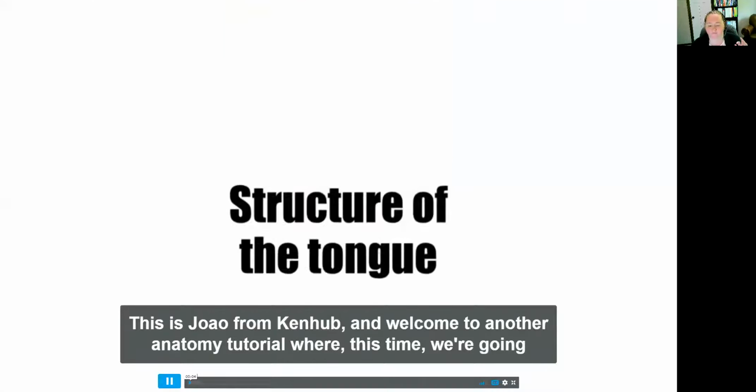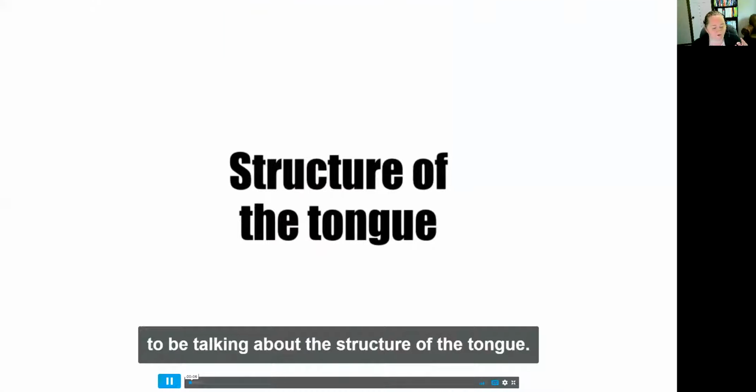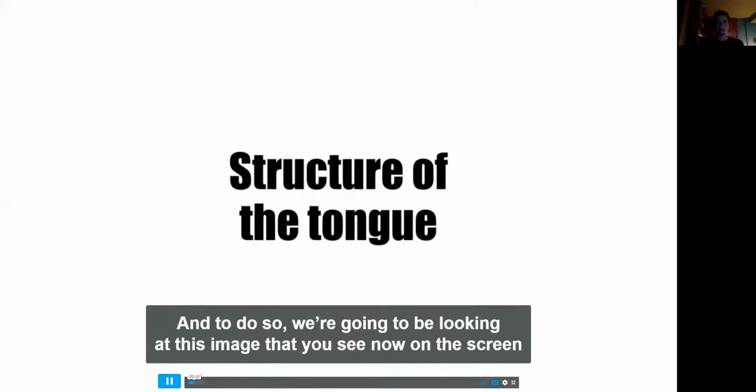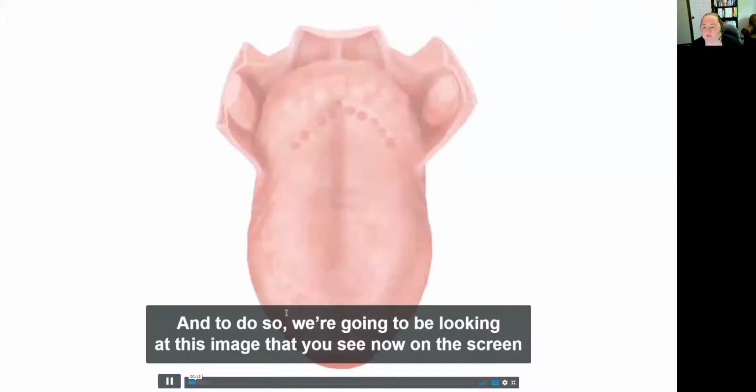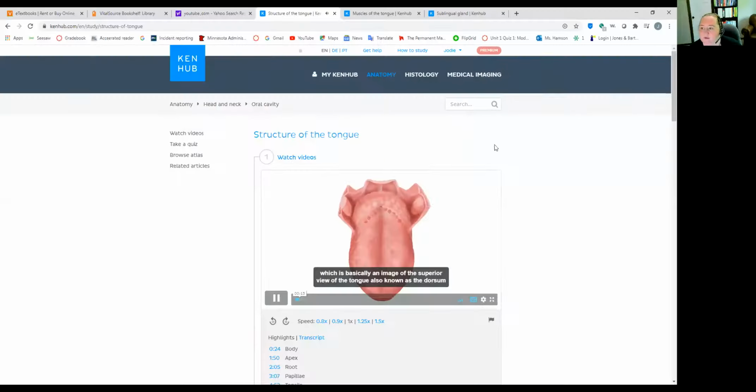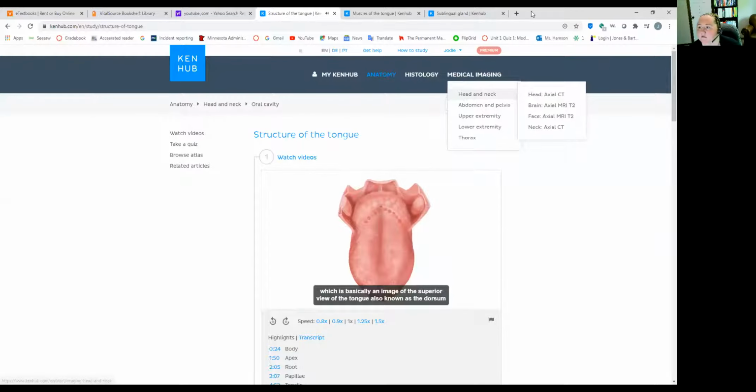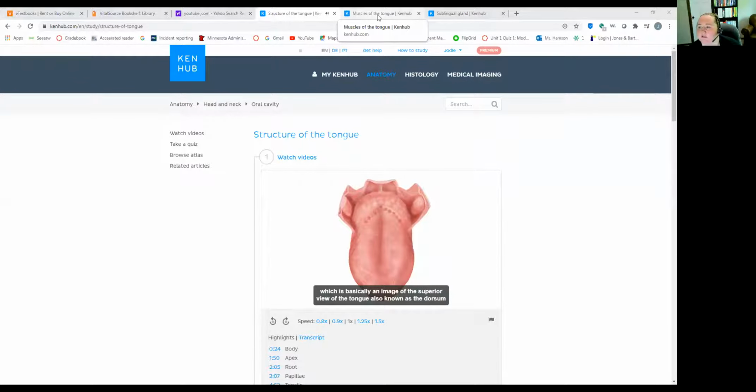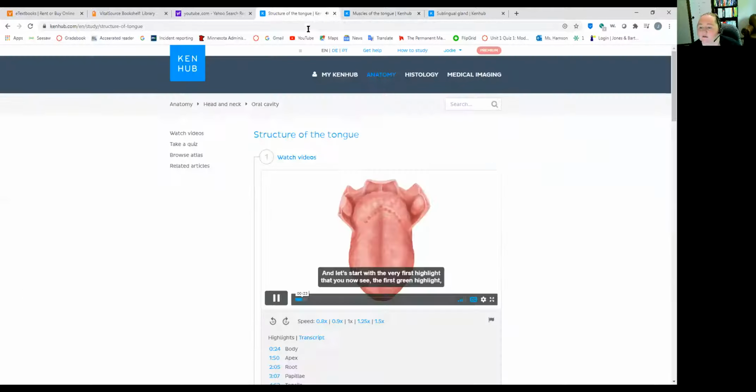Anatomy tutorial where this time we're going to be talking about the structure of the tongue. Yeah. And to do so, we're going to be looking at this image that you see now on the screen, which is basically an image of the superior view of the tongue, also known as the dorsum of the tongue. And let's start.